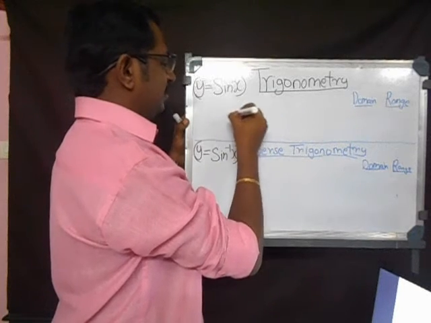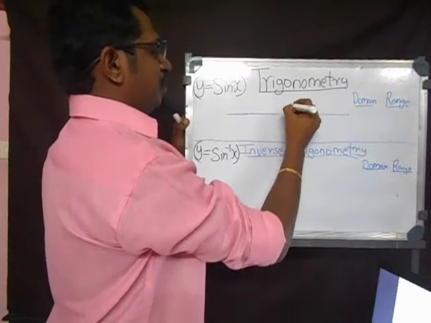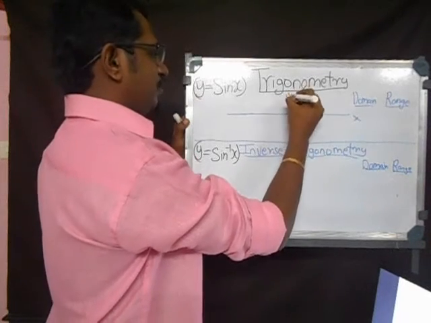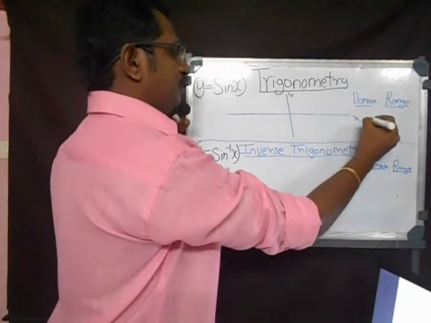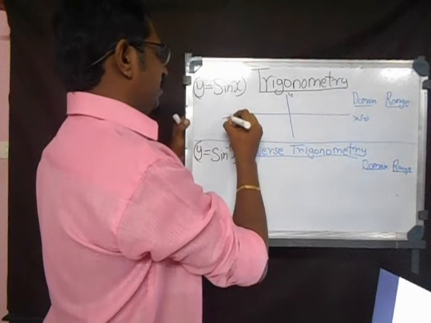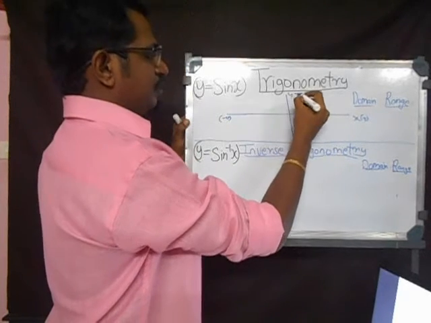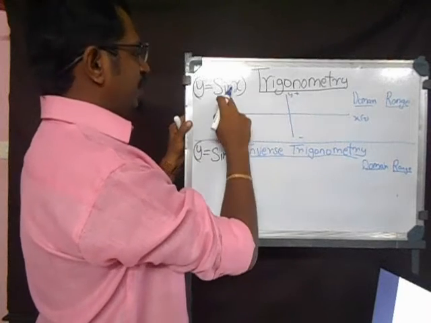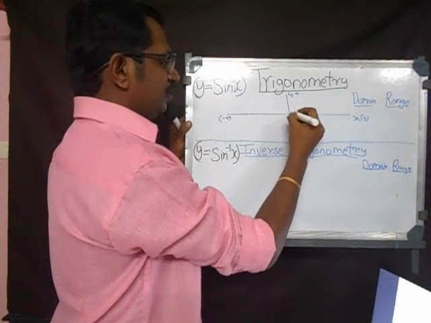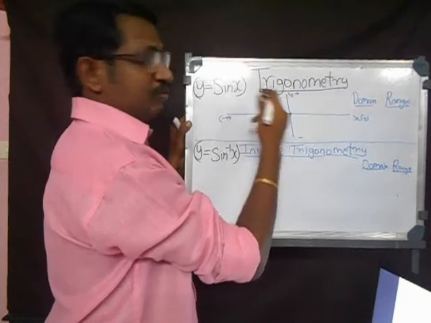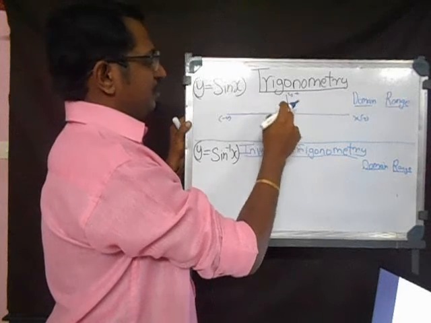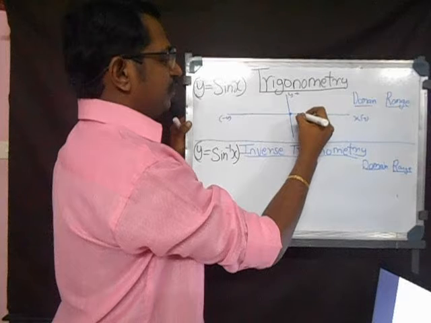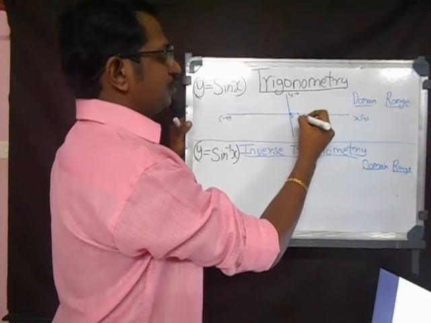On the plane, we plot an x-axis and a y-axis. This is your x-axis and this is your y-axis. This side is positive, this side is negative. For sin x, sin 0 is 0. When you put the value of x as 0, sin 0 is 0, and this is 0 radians.